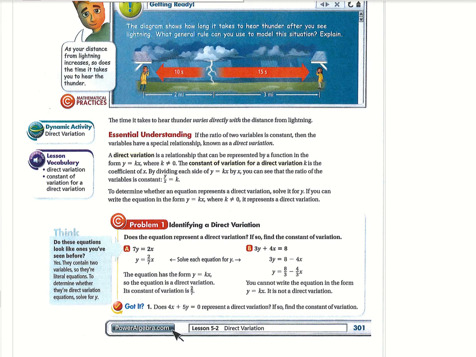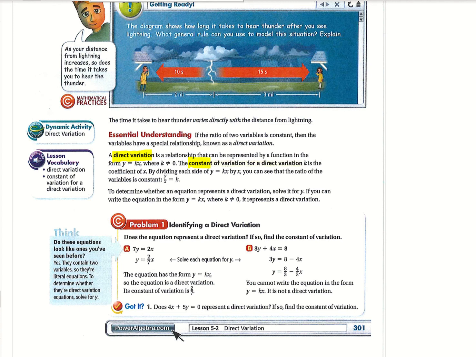All right, so for direct variation, basically what we're looking at here is a relationship that can be represented by a function in the form y equals k times x, where k does not equal 0, okay? And k is constant, okay? So k is going to be a constant number. It won't be a second or a third variable, I guess. It'll just be a constant, okay?